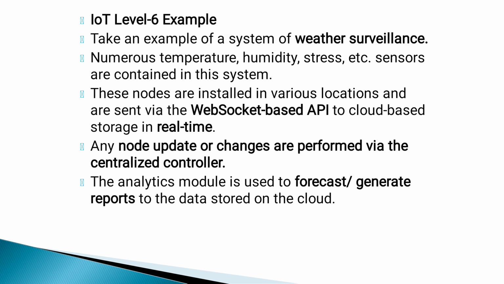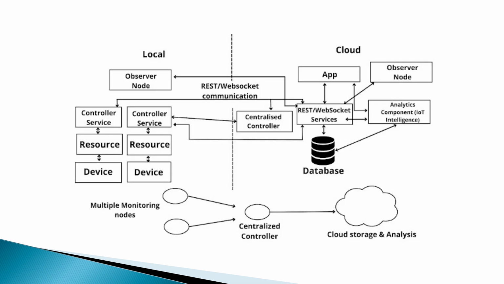The IoT level 6 example. Take the example of a weather surveillance system. Numerous temperature, humidity, pressure, etc. sensors are contained in the system. These nodes are installed in various locations and send data via the WebSocket based API to cloud-based storage in real time. Any node update or changes are performed via the centralized controller. The analytics module is used to forecast and generate reports from the data stored on the cloud. So this is the diagram for the IoT level 6.